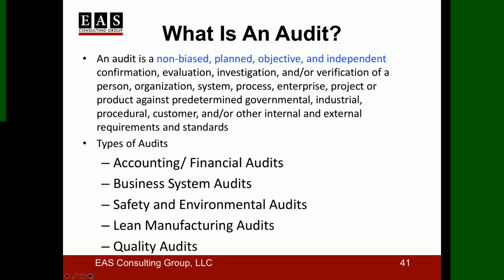So there are different types of audits. There are accounting and financial audits, business system audits, safety and environmental audits, lean manufacturing audits, and the one that we're looking at is quality audits. And there are, as I mentioned, different types of systems. There are also different types of audits. And again, we're going to look at the quality audit.